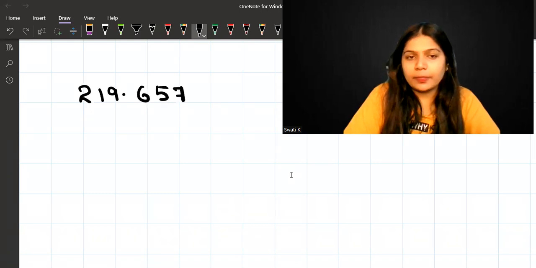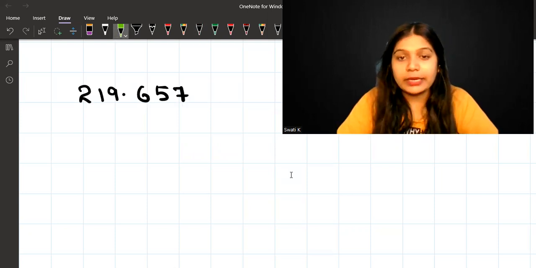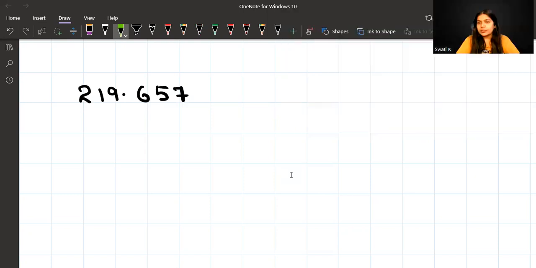219.657. So I hope you must have noticed how I read this decimal number. I read it as 219.657. You can notice that after the decimal, I did not read it as 657, because after the decimal, the number is not a whole number, it is a fractional number. But before the decimal, it is a whole number, right?